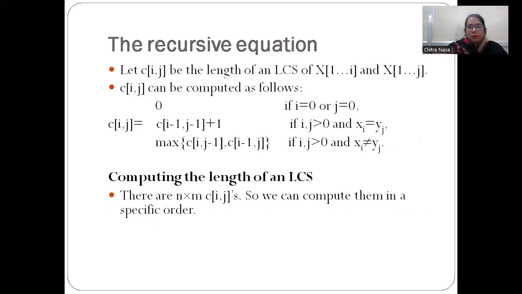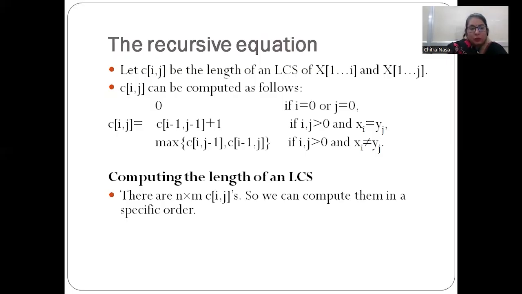Now, this is the recursive equation, or the recursive formula. We have already said that in DP, each and every problem has a recursive formula. This is the recursive formula for the LCS problem. What does it say? In the Cij matrix, we need to compute the length of the LCS. If i is equal to 0 or j is equal to 0, we fill in 0. It means the first row will be filled with 0, and the first column will be filled with 0.